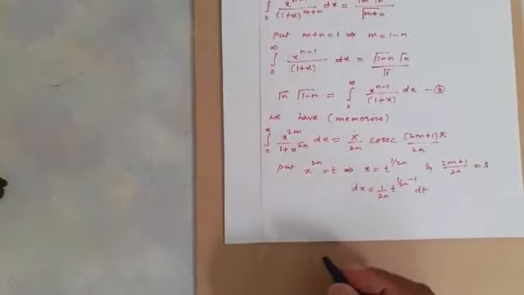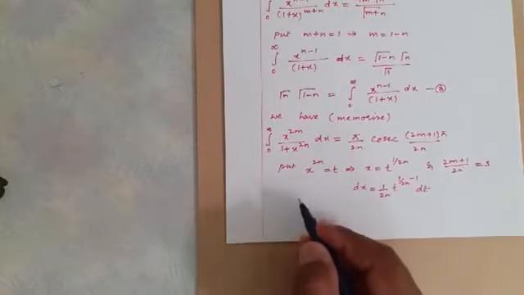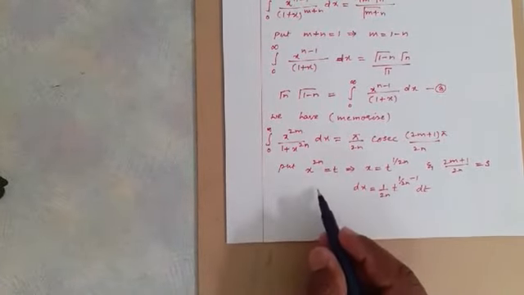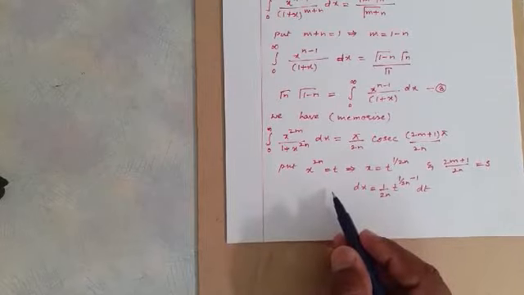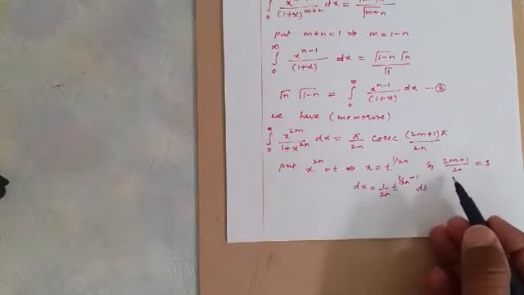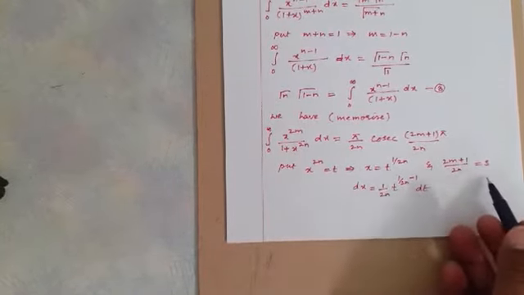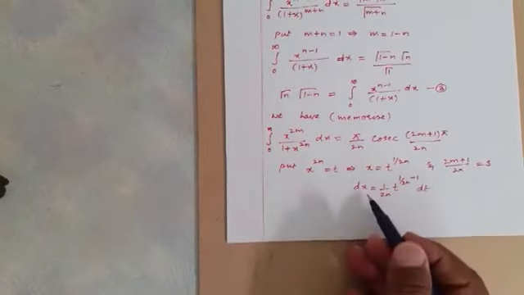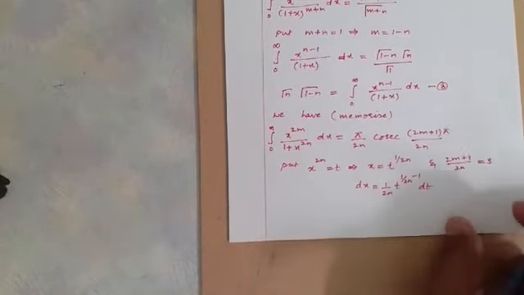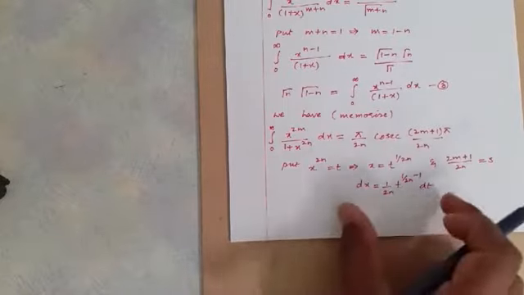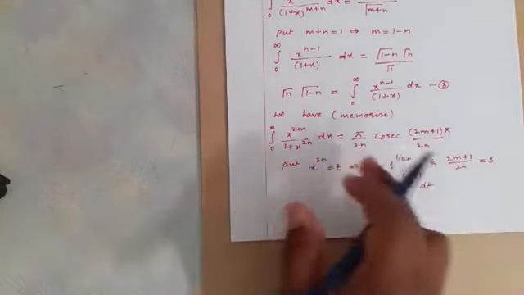Now let us continue from here. You can see here we have taken x power 2n, and 2m plus 1 upon 2n is equal to s. Now we have differentiated x, and after this let us continue so that we can substitute whatever we have taken here in the given.